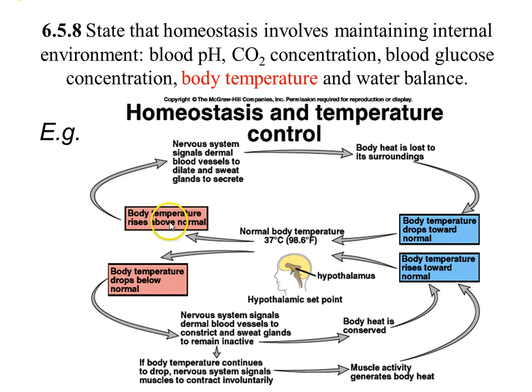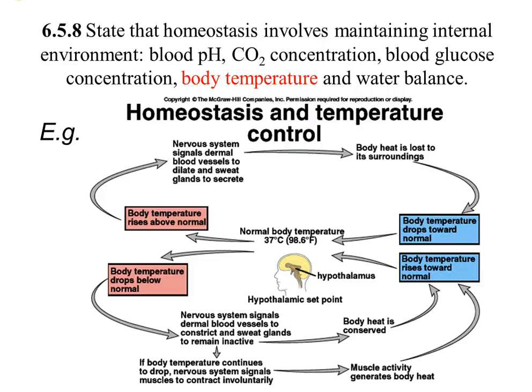Let's say your body temperature rises above normal. Well, what happens is that your nervous system sends signals to your skin blood vessels (dermal means skin) to dilate, which means to get wider, and sweat glands to secrete sweat. So your blood vessels get bigger and they carry more blood. And remember that blood carries heat with it. So if the skin blood vessels dilate, they're carrying more blood, carrying more heat with them, and then hopefully your body's trying to release that heat to the environment.